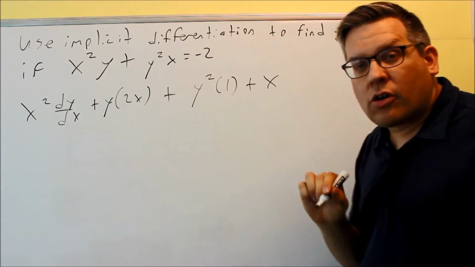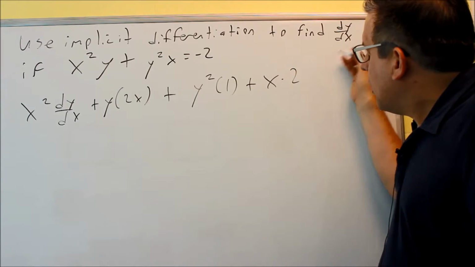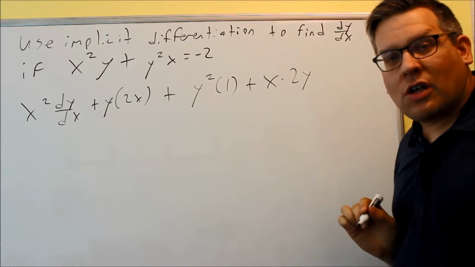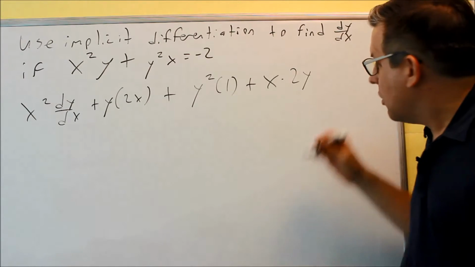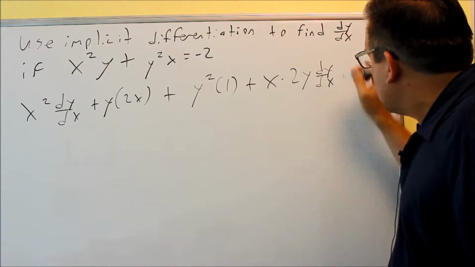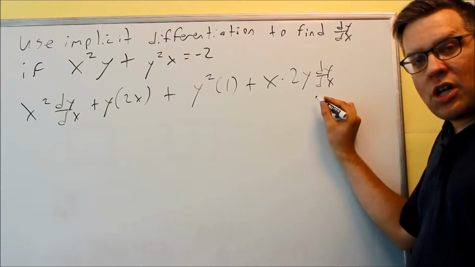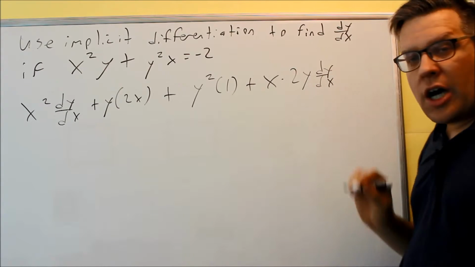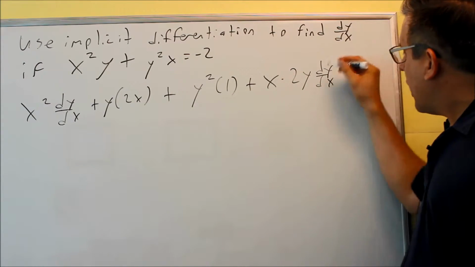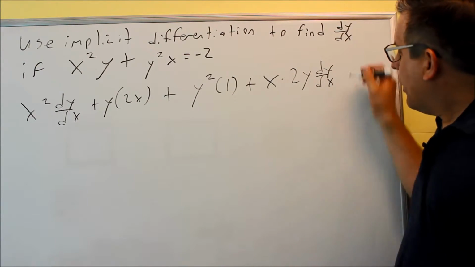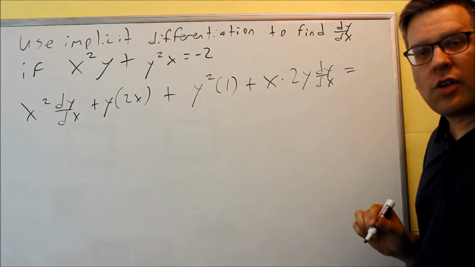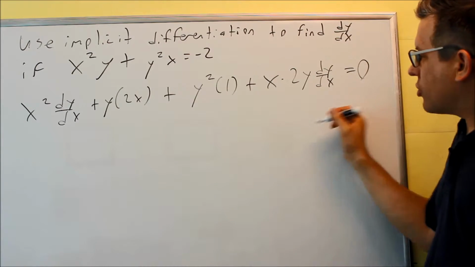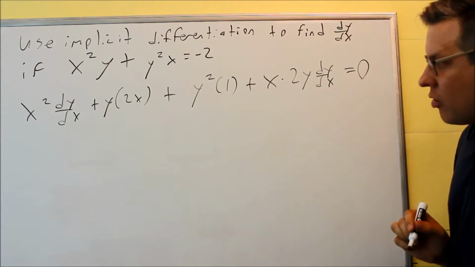You do the outside power, you're going to bring the 2 down, subtract 1 from the exponent, but then you need to multiply by the derivative of the inside because again we're doing chain here. That's dy dx. Okay, so again, don't forget about that chain. You do the outside one we got 2y. Multiply it by the derivative of the inside, derivative of y is dy dx. And then you have the equal sign, the derivative of negative 2 is 0. So now we're finished doing derivatives all the way across.